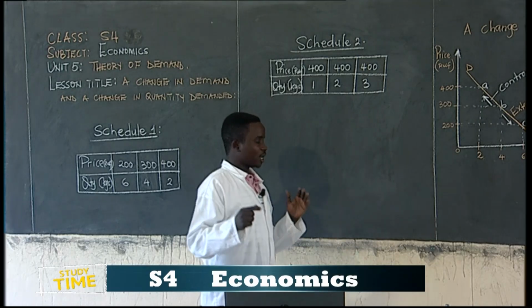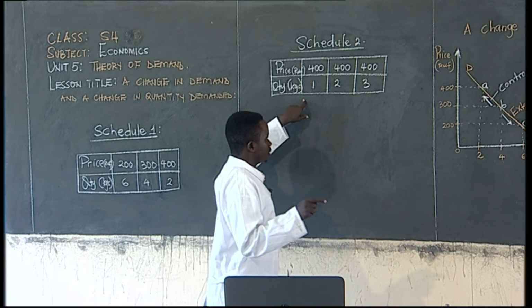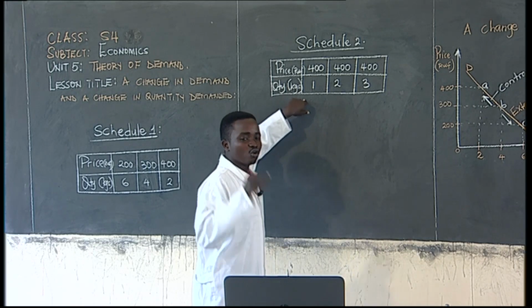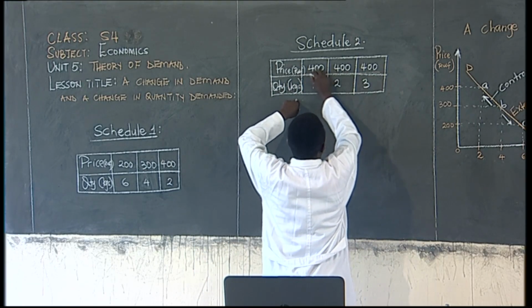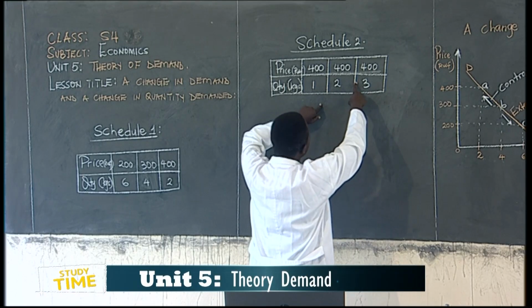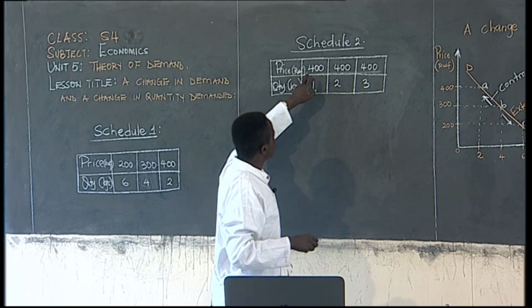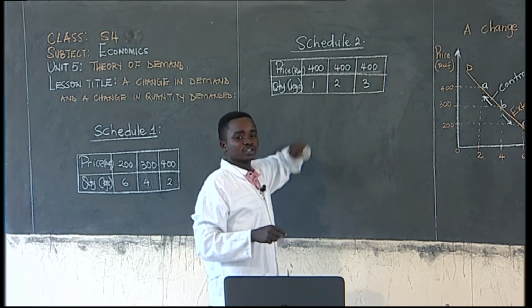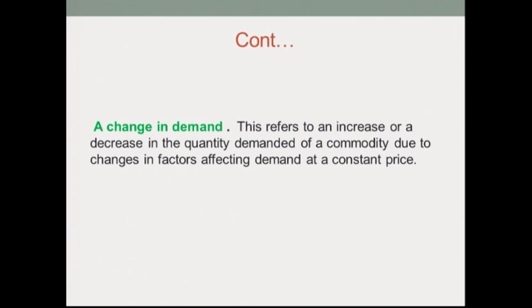So you can check how you can explain this. It refers to a decrease or an increase in the quantity demanded of a commodity due to other factors influencing or affecting demand at a constant price, as you can see. But remember one condition: at a constant price. So there is a change in demand.